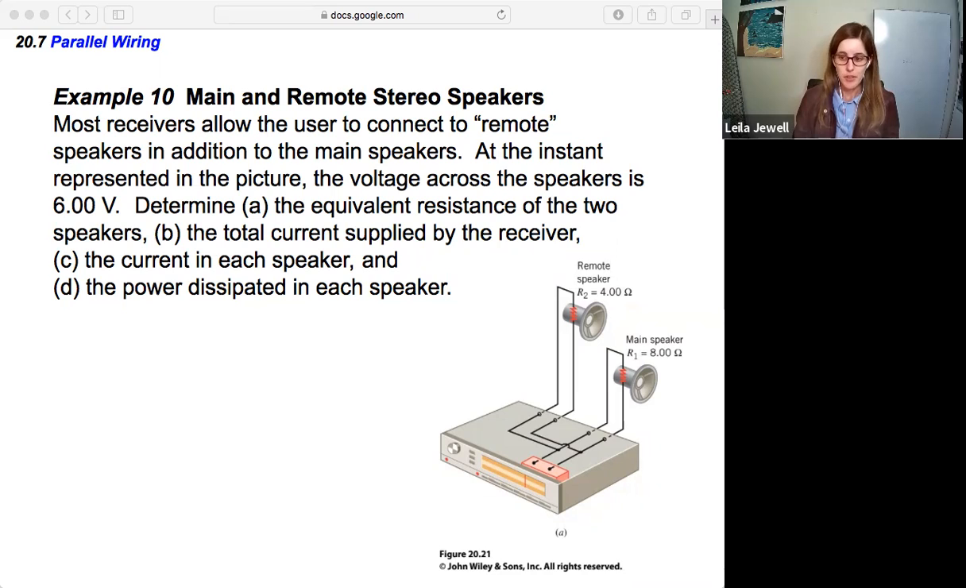Right, so that's a number of things to go through. The key here is these speakers are wired in parallel so that you can use them at the same time or one or the other. Gives you more options. So let's start by solving for the equivalent resistance of the two speakers wired in parallel that are noted in the picture.